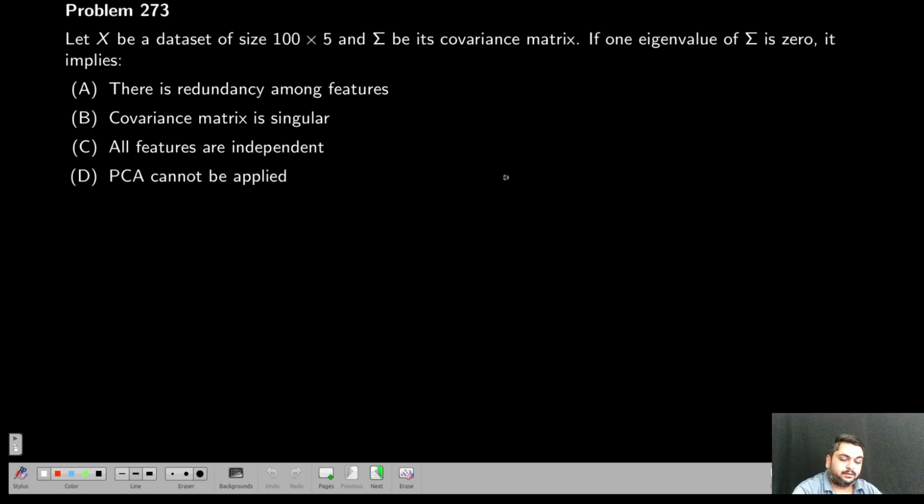Welcome to Get XAML. We'll solve problems on the concept of principal component analysis. Let X be a data set of size 100 cross 5 and sigma be the covariance matrix.